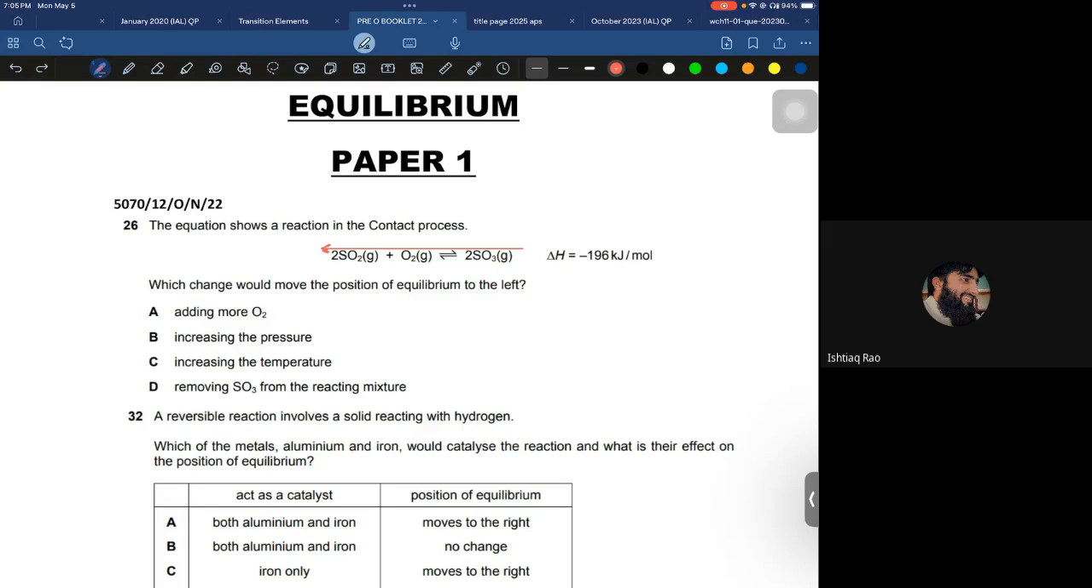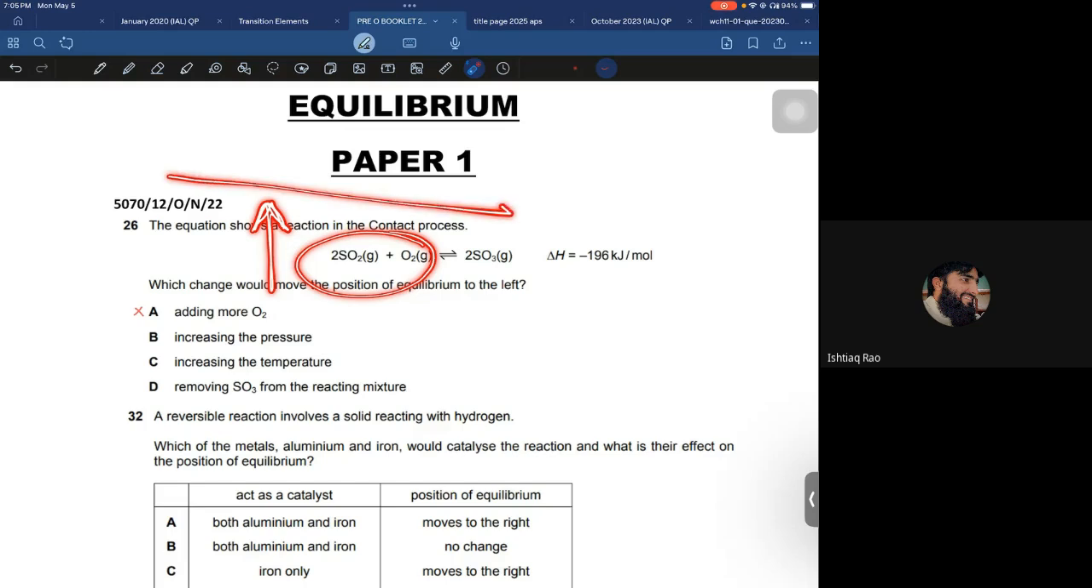So, adding more oxygen? No. Why? Because when you add more oxygen, the concentration of the reactant side would be higher, which means it would be at a higher potential. So it would move forward, not left.